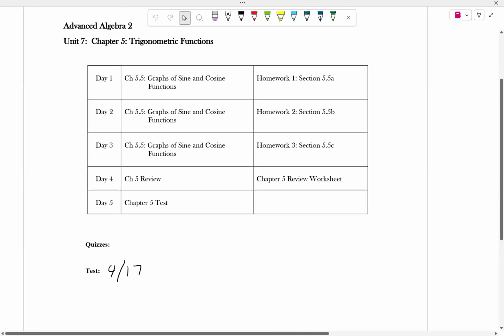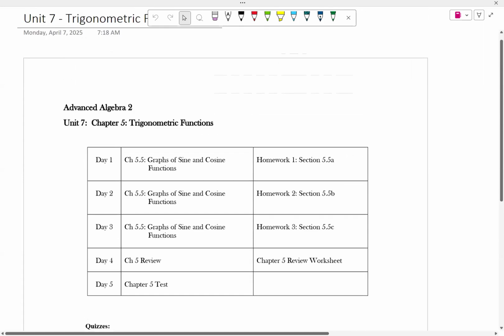Really what's going on here is this naturally fits on the unit that was before break. But we had to give you a test before break. So this is kind of splintered off from what would have been on the test. So it's still chapter 5. But we're just putting it as a separate mini unit.